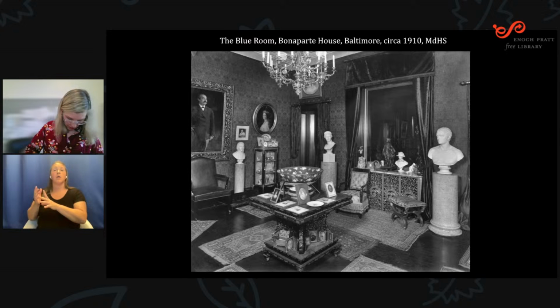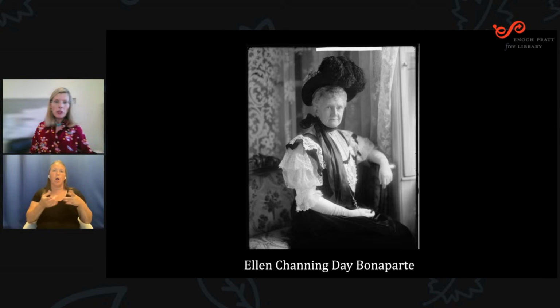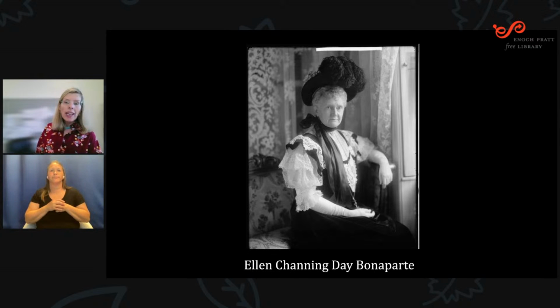When he and his wife would entertain, she would often be noted wearing the laces of Elizabeth Bonaparte. And here we see her later in life, Ellen Channing Day Bonaparte. It is possible she has included laces passed down from Elizabeth Bonaparte in this particular outfit. In 1921, when she dies, she wants him, her husband, to be immortalized as a great American, a great patriot, and she wants his memory to inspire others. This, in fact, moves her to give the entire contents plus of the Blue Room to the Maryland Historical Society.